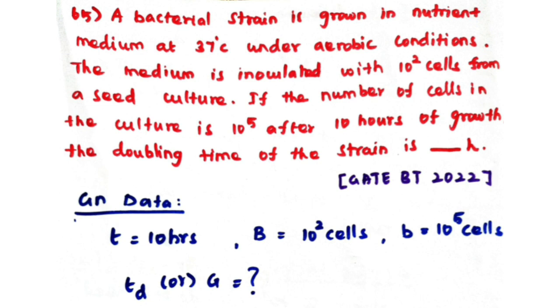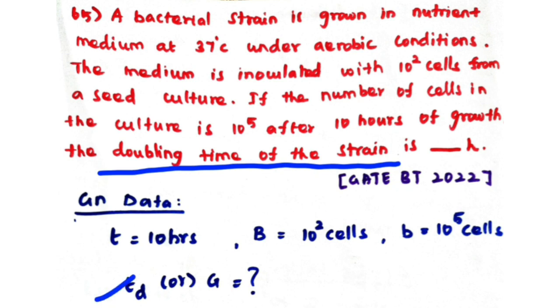You are inoculating with 10 power 2 cells from a seed culture. That is capital B. Capital B is the number of bacteria at the beginning of a time interval. And they have given the number of bacteria at the end of the time interval. That is, after 10 hours your number of bacteria is 10 power 5. That is small b, so small b is equal to 10 power 5 cells. Small b is the number of bacteria at the end of the time interval. Capital B is the number of bacteria before the time interval, here 10 hours. And they are asking the doubling time of the strain.